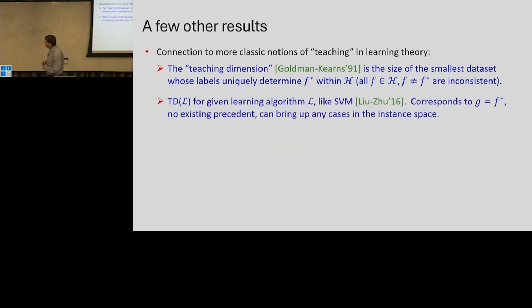And a little more recently, notions of teaching dimension for a given learning algorithm like SVM. So what we're looking at is actually very much like this, in this case where G and F star are the same. So then you're asking, what is the fewest cases you need to bring to cause this learning algorithm to learn the right answer? But we would like it to learn the wrong answer, or our answer. So in that sense, we want to know not just how many, but can we cause it to learn our G rather than the actual F star or something else? Which G can you get it to learn, or how close can you get it?